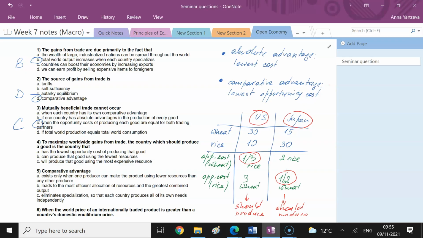To maximize worldwide gains from trade, the country which should produce a good is the country that has the lowest opportunity cost of producing this good. This is what it should select for exporting. Next, comparative advantage leads to the most efficient allocation of resources and the greatest combined output, right? So, for example, when both countries specialize according to what we've planned for them, the whole world will produce 30 units of wheat and 30 units of rice. And even if we split this equally, it will still be higher compared to if each country tried to produce it individually. Right? They will be able to have more.